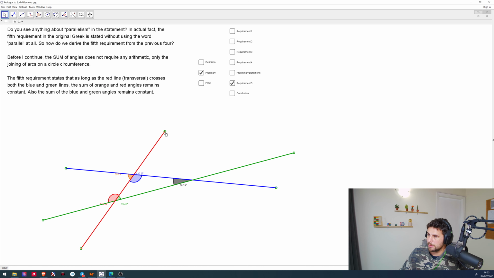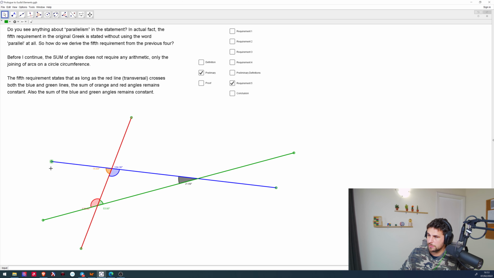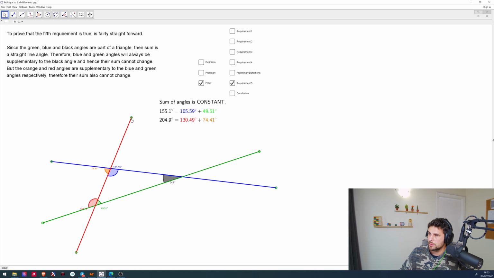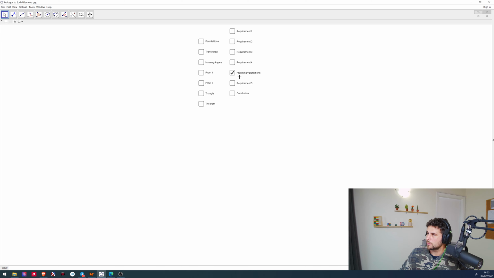So let's have a taste of this applet. This is what the fifth requirement is about. These dynamic tools are just so good to give you an understanding of how the ancient Greeks thought. The fifth requirement has to do with the sum of these angles. In the previous video we left off from the fourth requirement.